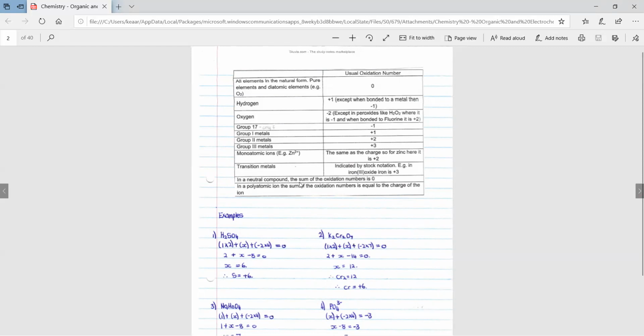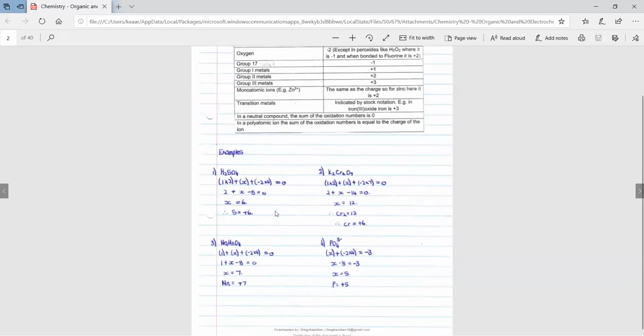In a neutral compound, the sum of the oxidation numbers is 0. We have mentioned this earlier. Neutral compounds, being atoms and molecules, will have the sum of their oxidation numbers equal to 0. In a polyatomic ion, the sum of the oxidation numbers is equal to the charge of the ion. This is a very complicated wording, but it basically means that with ions, if you take the sum of their oxidation numbers, that will give you the ion's charge.